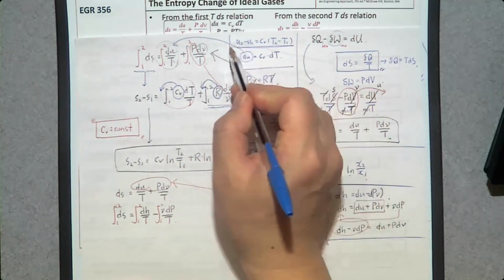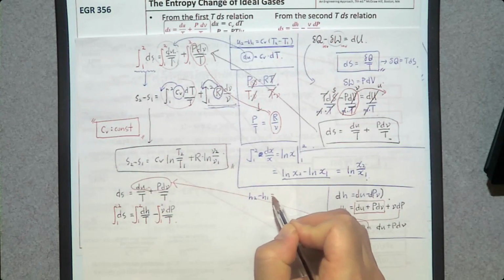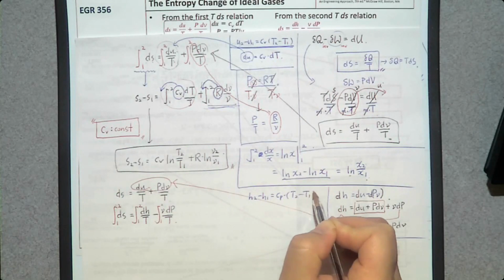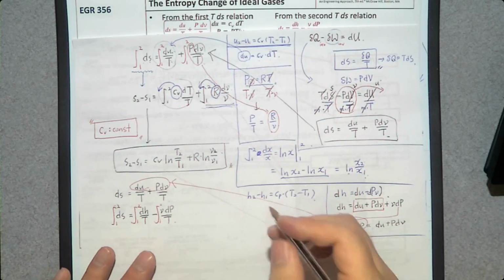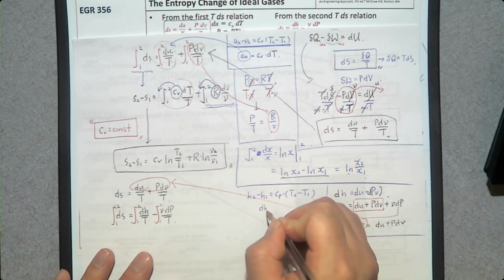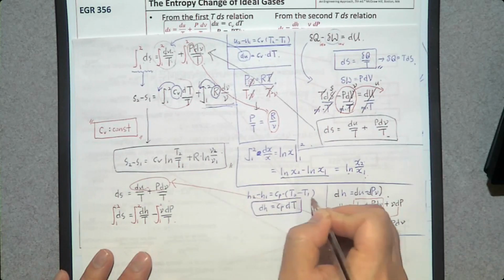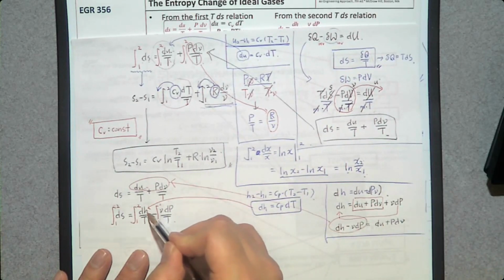From the specific heat equation, H2 minus H1 is Cp times T2 minus T1. In differential form, this is dH equals Cp dT. So this can replace this dH.